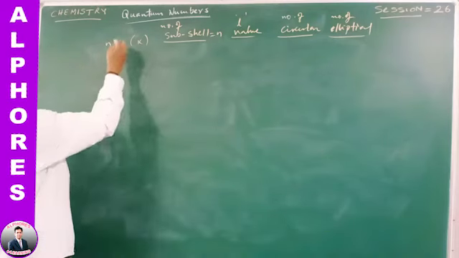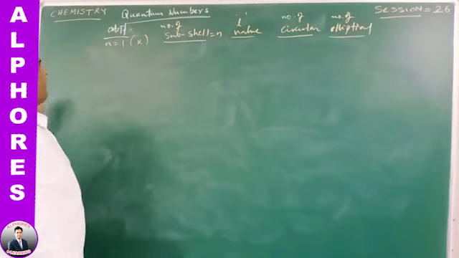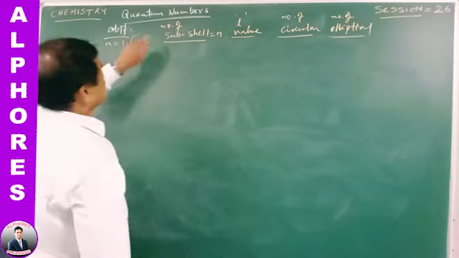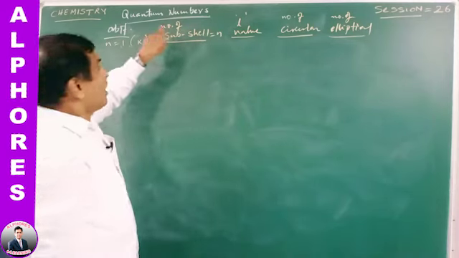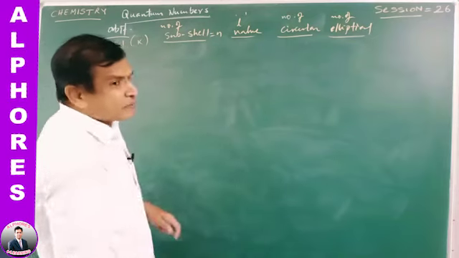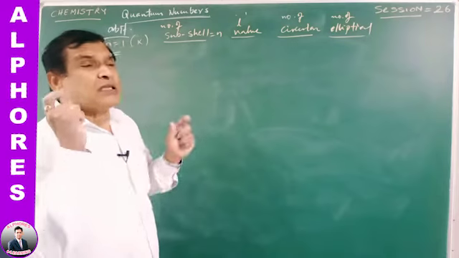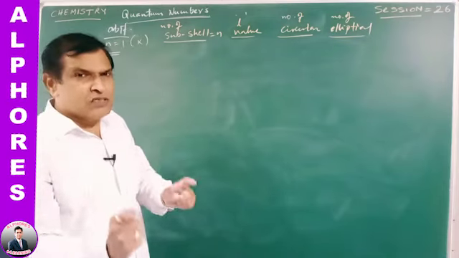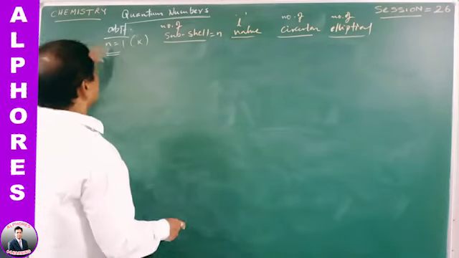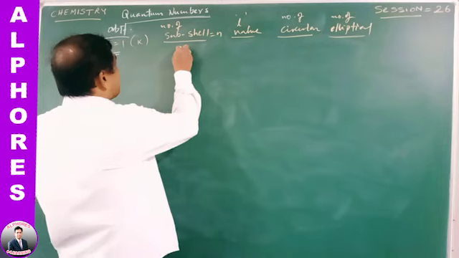Now n is equal to 1, that is the first orbit, the K shell. In the first orbit, how many subshells are possible? Just now we discussed that the maximum number of subshells in a given orbit is equal to n. In the first orbit, n is equal to 1. So therefore, only one subshell exists.